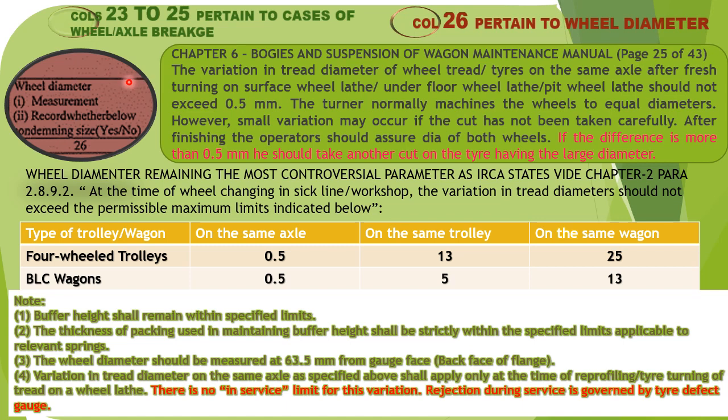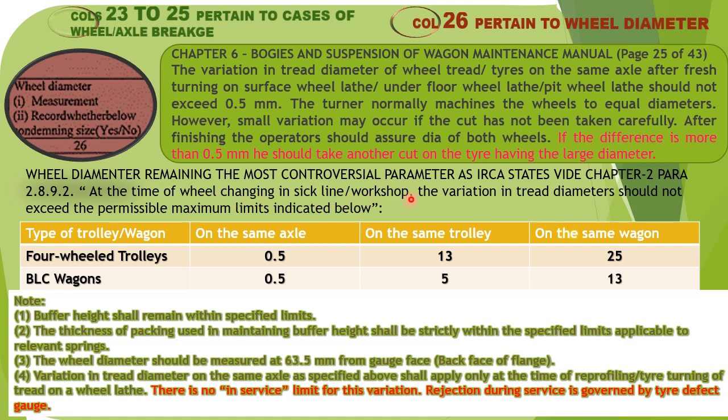Chapter 6, Bogies and Suspension, of the Wagon Maintenance Manual, page 25 of 43. The variation in tread diameter of wheel treads on the same axle after fresh turning on surface wheel lathe, underfloor wheel lathe, or pit wheel lathe should not exceed 0.5 mm. The turner, the lathe man, normally machines the wheels to equal diameters. However, small variations may occur if the cut has not been taken very carefully. After finishing, the operator should check the diameter of both wheels. If the difference is more than 0.5 mm, he should take another cut on the tire having the larger diameter.